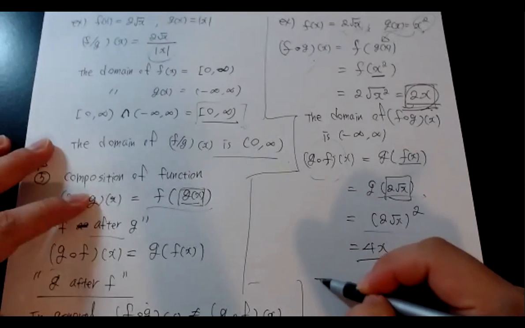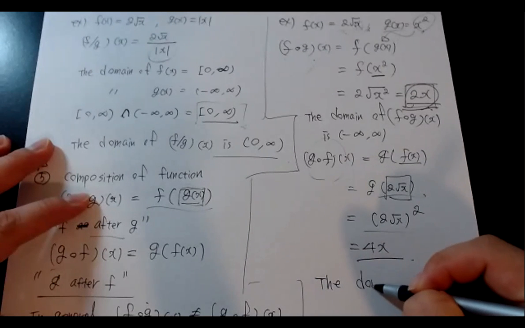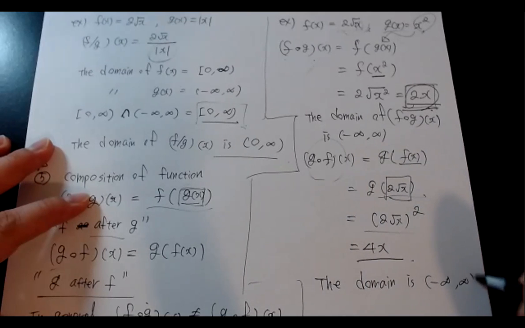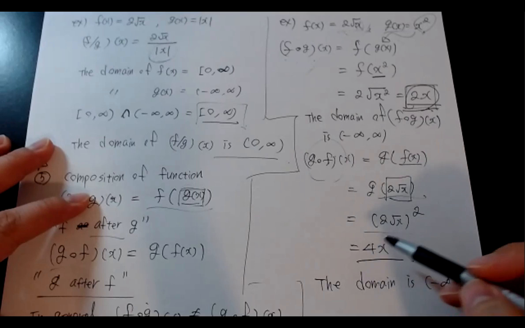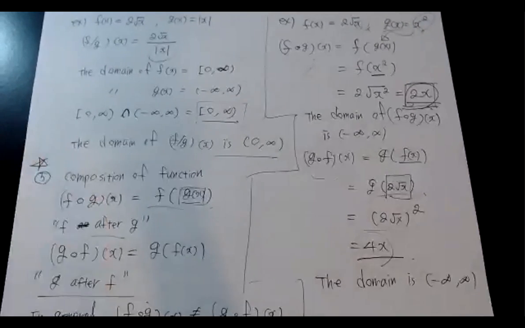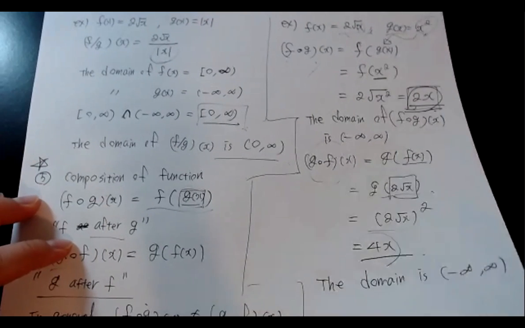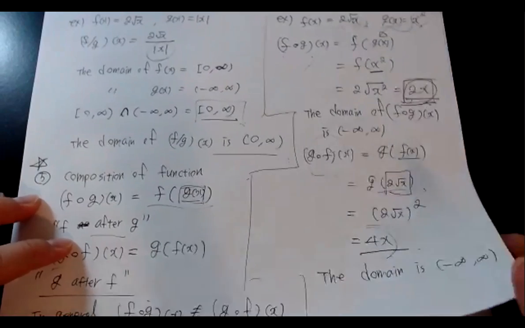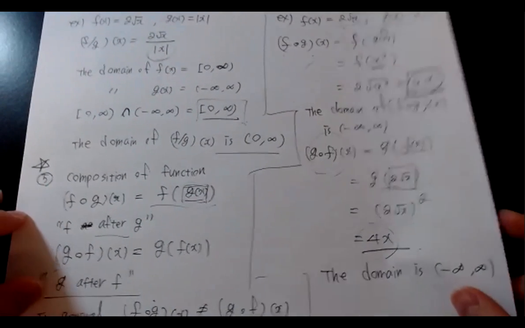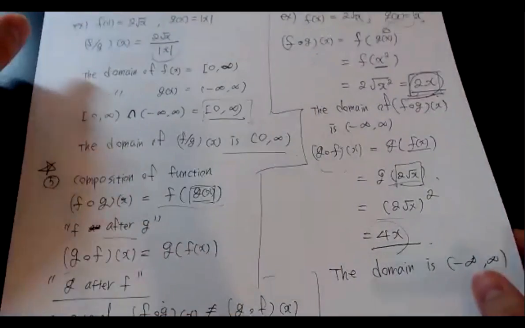So domain is what? Negative infinity, infinity, right? Also, see, we got the 4x here, but there we got 2x. So I told you, f after g is not equal to g after f in general, okay? Now we're gonna see examples of each objective in the textbook. I'm gonna go over that.